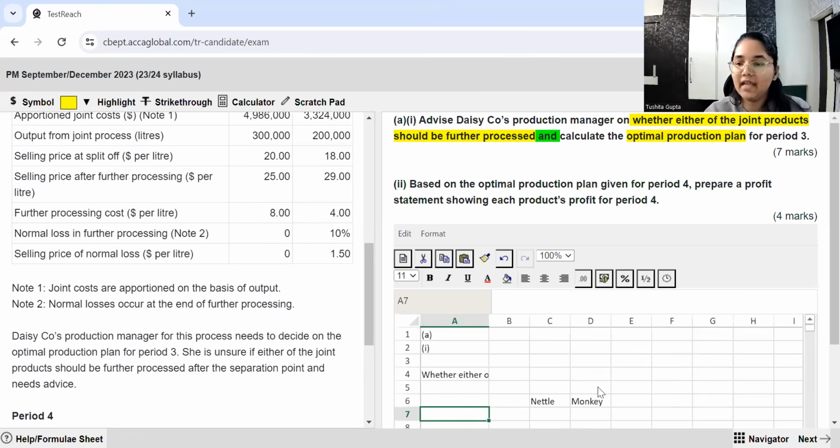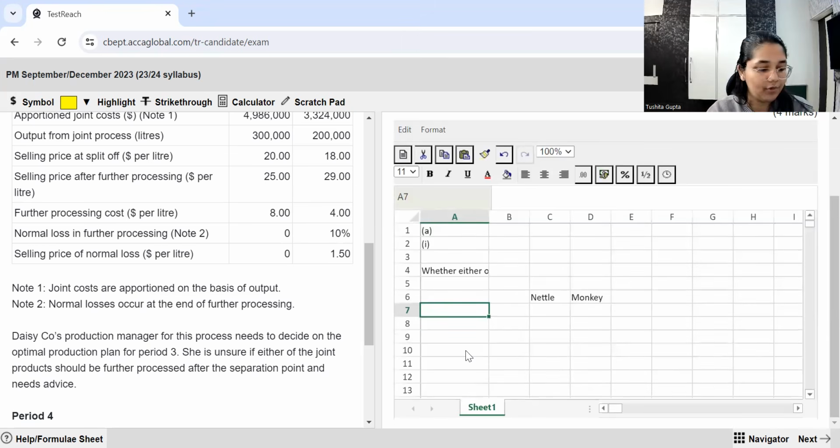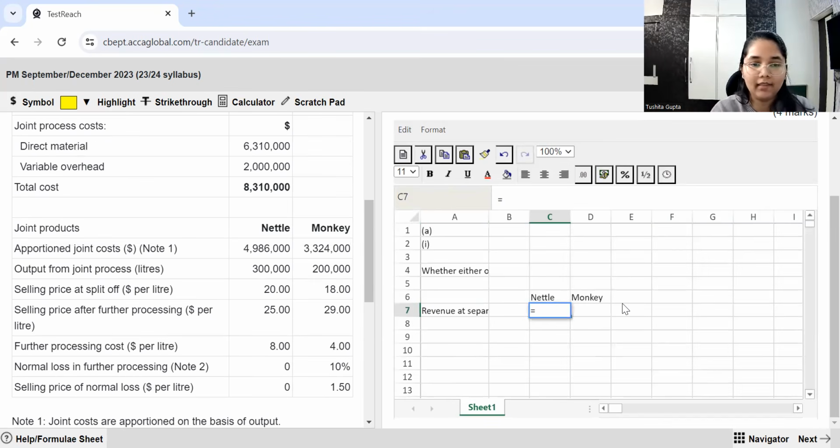So if I am selling these both at the separation point, my revenue at separation point is going to be: my output for Nettle is 300,000 units, and I can multiply that by the selling price at split off, which is 20. So this is my revenue. Similarly for Monkey, I'm producing 200,000 units and I will multiply that by the selling price, which is 18. So this is the revenue that I have at my separation point.